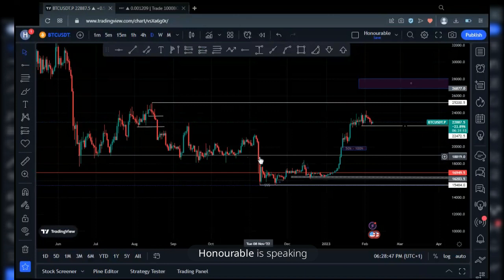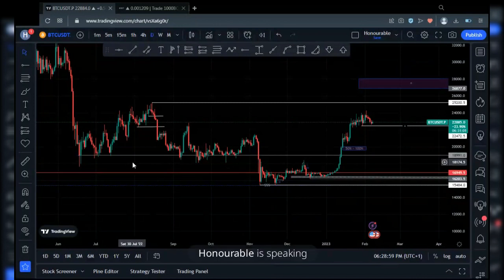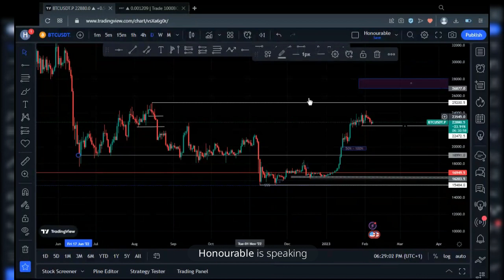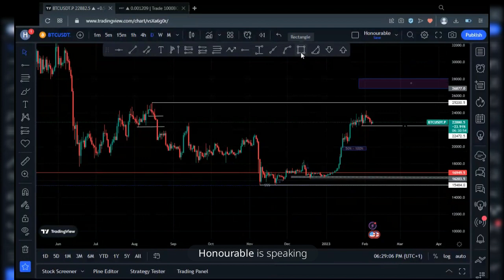Now you can also take your support and resistance level in form of a zone. Now you get that by using your rectangular tool. You come here, for instance, I'll take this now.